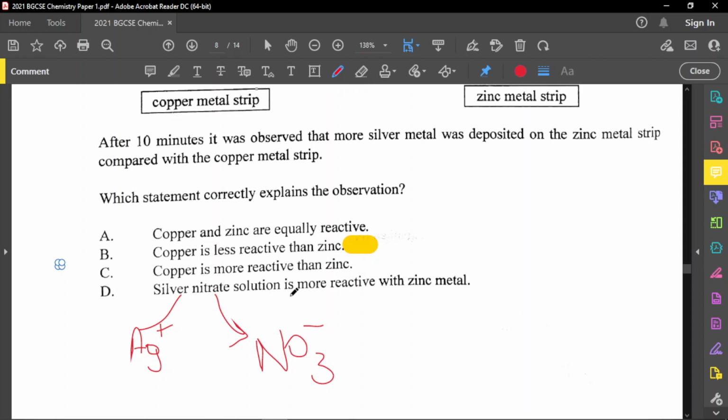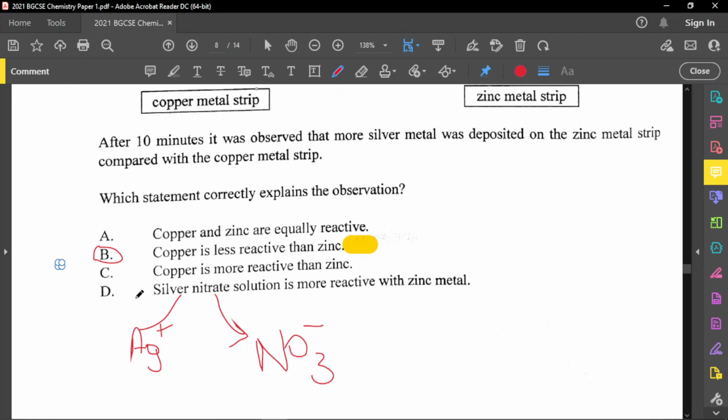As a matter of fact, too, if you look at the strips, the strips were placed into it, so you're testing the reactivity of the strips. And so definitely we're going to say copper is less reactive than zinc, because with zinc you have more deposit compared to copper. All right, so definitely B is the best option.